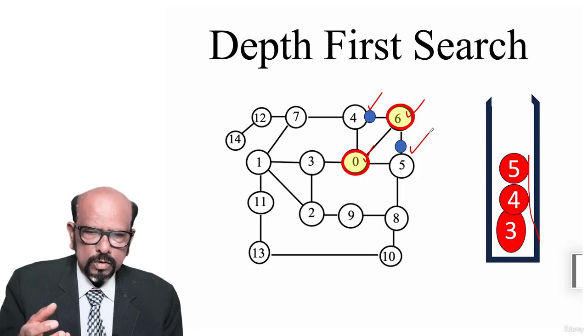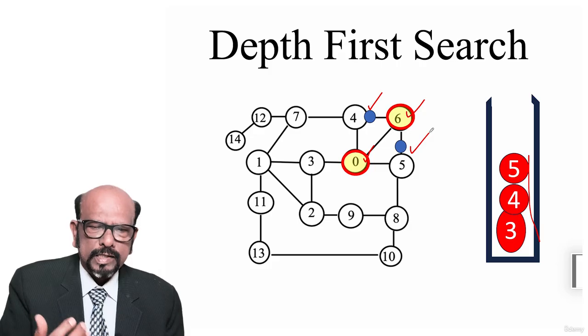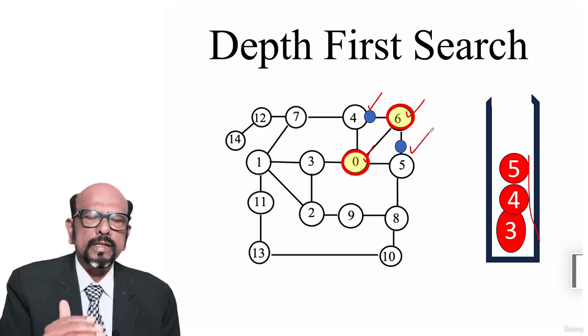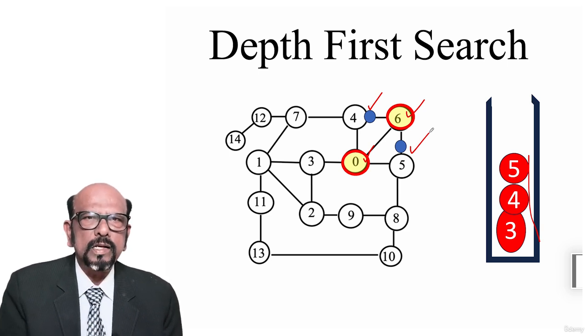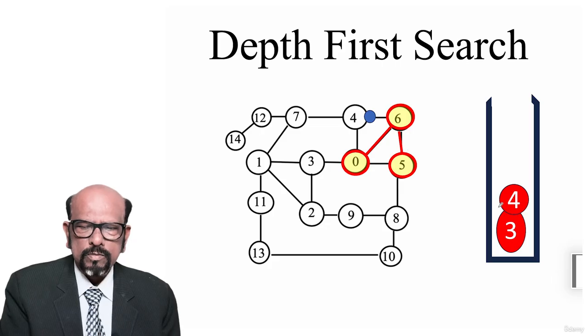Now, is there anything else I can do? No, because 4 is already there, 5 is already there, 0 has already been done. So we have reached the end at this point. Now you pull out 1 from the stack. What is that? 5. So 5 comes out.